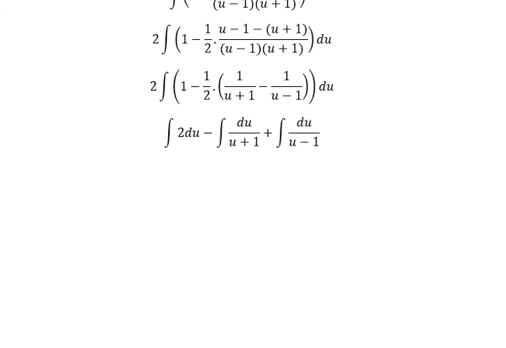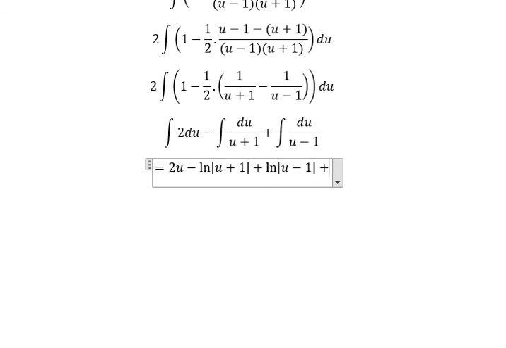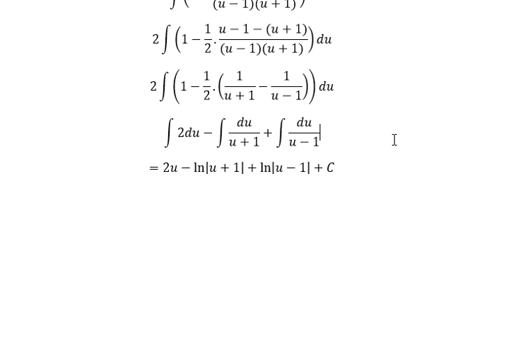Now we can get the final answer. The integral of 2 is 2u. The integral of du over u plus 1 is ln of the absolute value of u plus 1. The integral of du over u minus 1 is ln of the absolute value of u minus 1. And we put c as the constant.